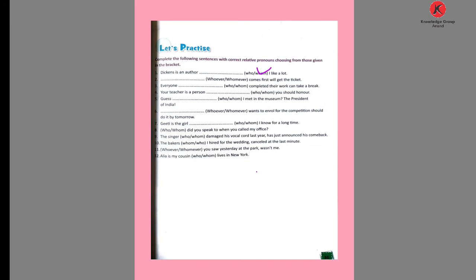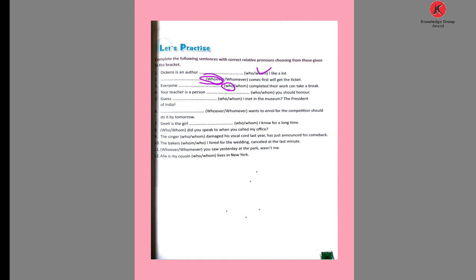In the second, blank comes first will get the ticket. Options are whoever and whomever. Talk about the ticket. So here whoever is the correct answer. Whoever comes first will get the ticket. Now number third. Everyone blank completed their work and take a break. Everyone who completed, but not whom. Everyone who completed their work can take a break.